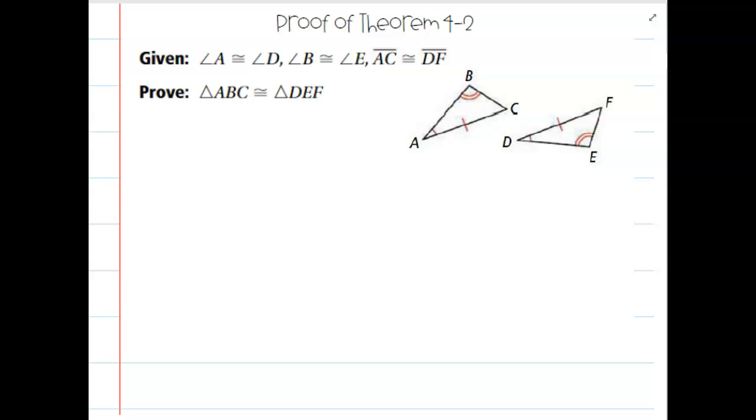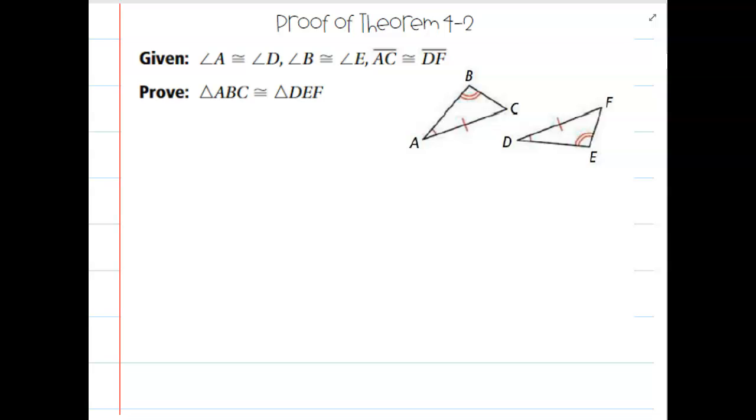The other one is side, angle, side. And I do have a side and an angle, but I would need AB and DE. And I don't really think there's a way I can come up with that. So the other one, postulate 4.3, is the angle, side, angle. So I would need angle, side, angle, so I would need angle C and angle F.